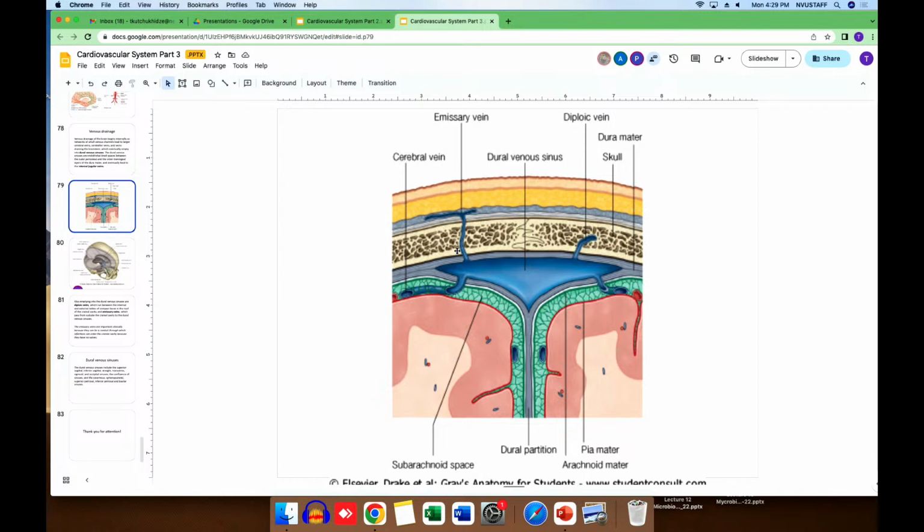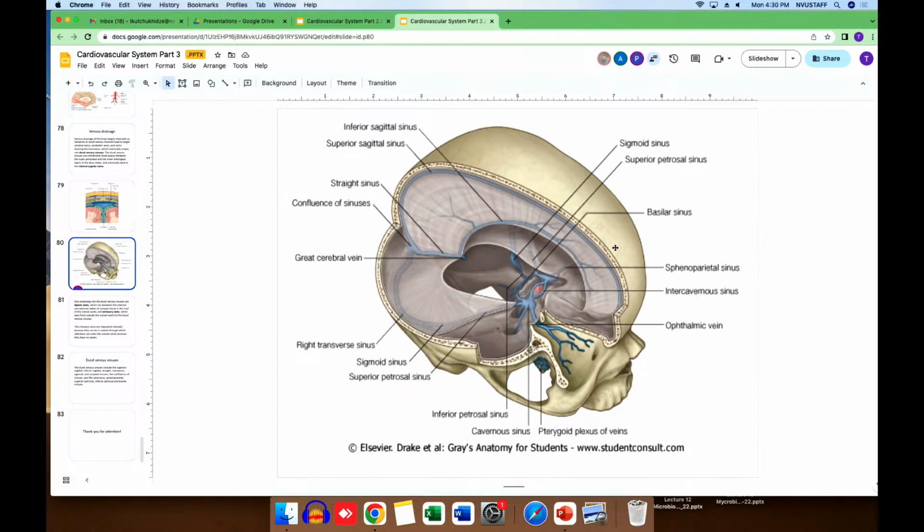Yes, the final point will be our superficial and internal jugular veins, right? Also, what I want to highlight: we have cerebellar veins that are also opening in the dural venous sinuses. To see how everything is working there, this is our photo and all these sinuses we have and where everything is located.